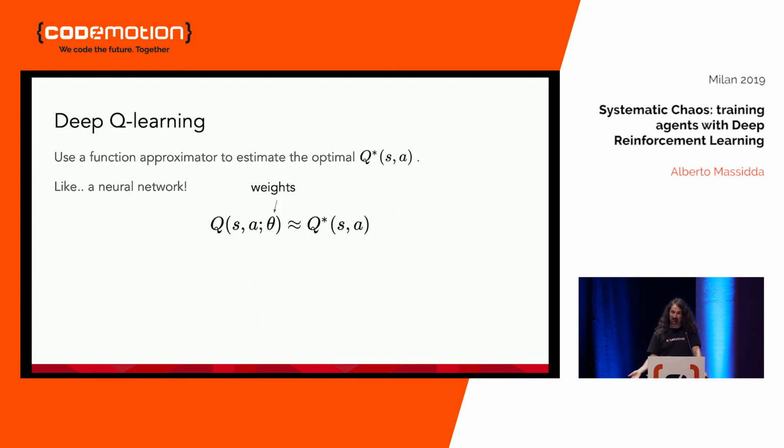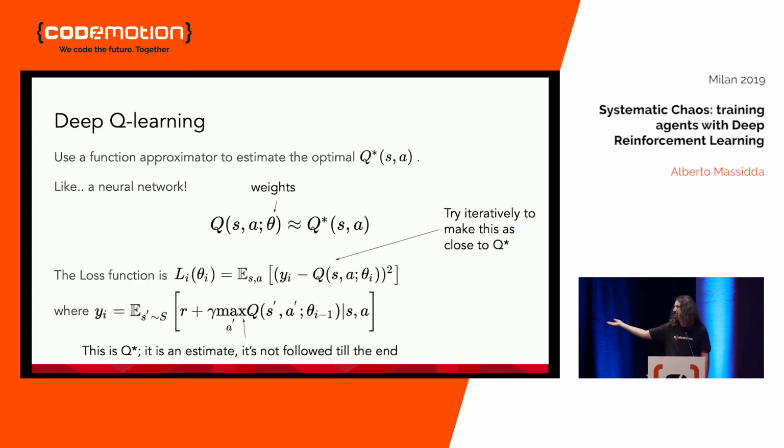So how can we find the Q star? Well, in deep Q learning, we use a function approximator to estimate the optimal Q star, for example a neural network. So a neural network is another function Q, a Q value function, that takes state and action, and also some weights, theta, which are the weights of your neural network, and tries to approximate as much as possible the real Q star, which is the real best function possible.